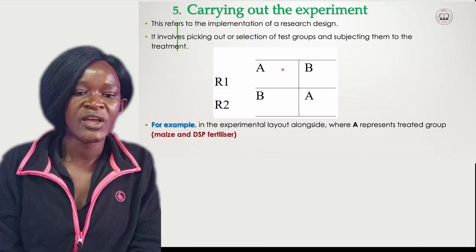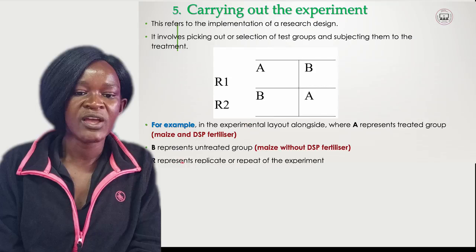It means where there is A, you are going to plant the maize and you are also going to apply DSP fertilizer. But where it is indicating B, it's the plot containing the maize but without applying DSP fertilizer. Then there is also a mention of R.